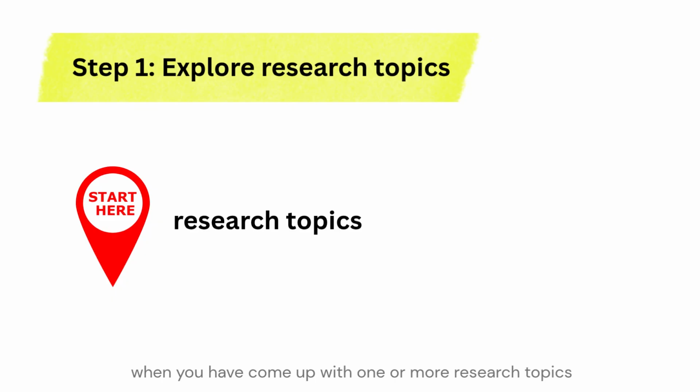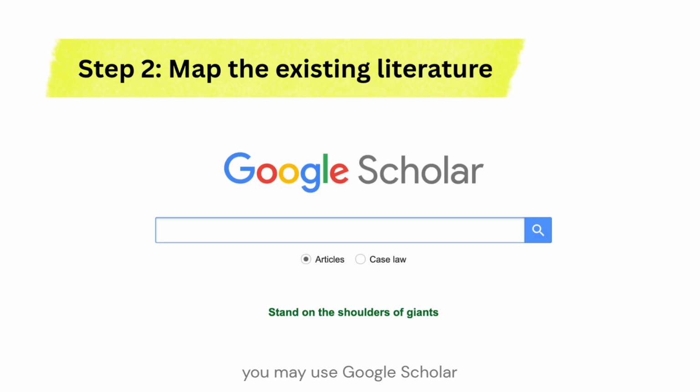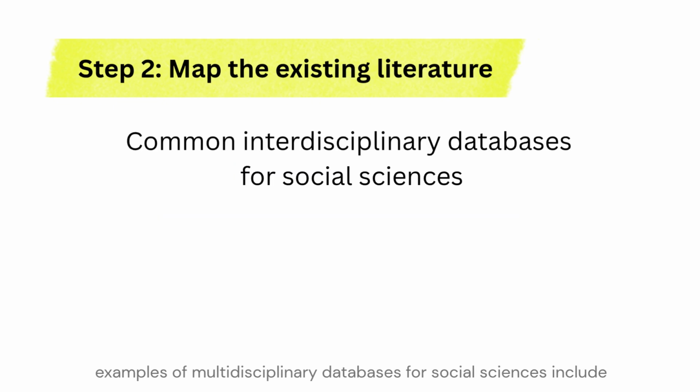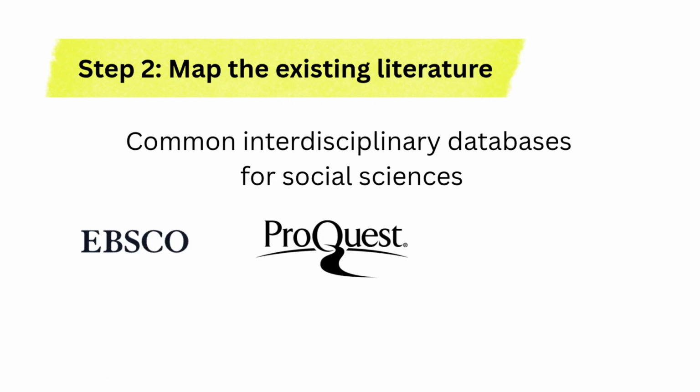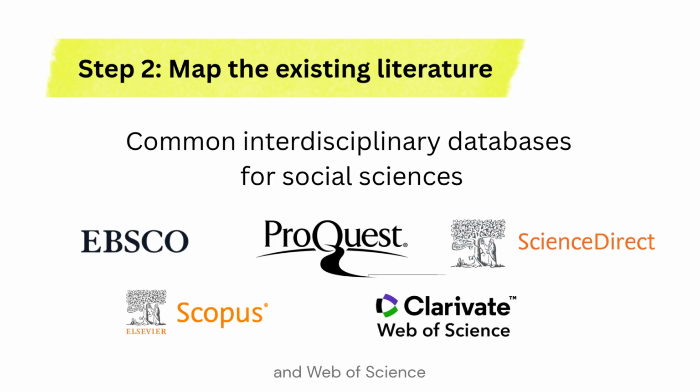When you have come up with one or more research topics, the next step is to explore what research has been done in these areas. You may use Google Scholar or other databases provided by institutes to search for the related journal articles. Examples of multidisciplinary databases for social sciences include EBSCOhost, ProQuest, ScienceDirect, Scopus, and Web of Science.